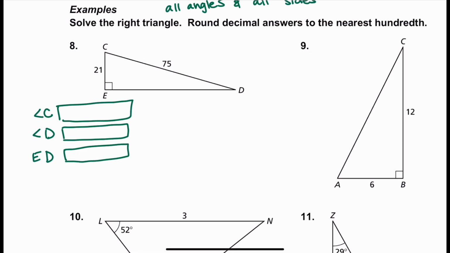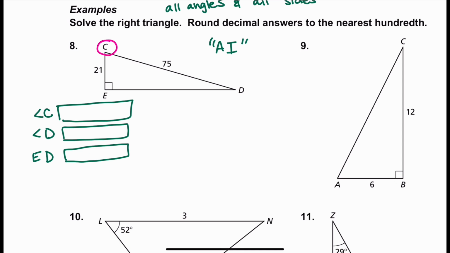Now, if I want to find angle C, it's an angle, so I'm going to use the inverse. But before I do that, I need to label all the sides: opposite, adjacent, and hypotenuse. C is what I'm trying to find, so that is my reference angle. If I wanted to find D first, that would be my reference angle. So it doesn't matter which one you do first, either way it will work.